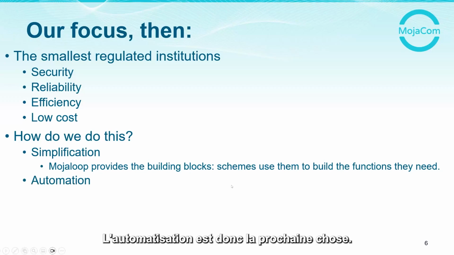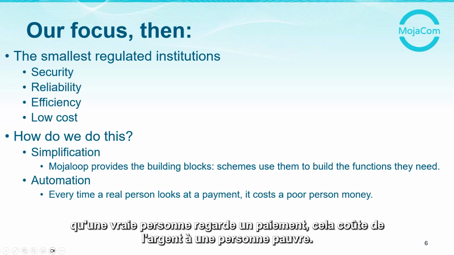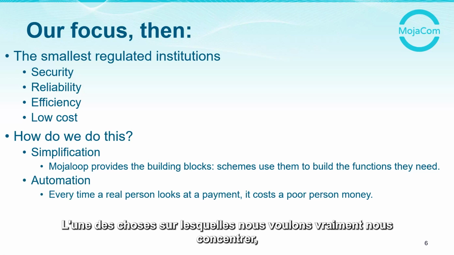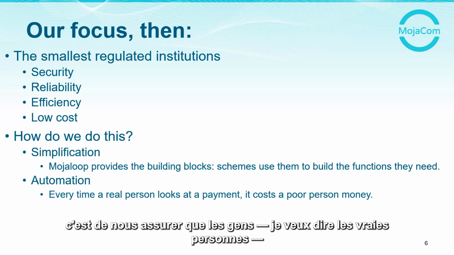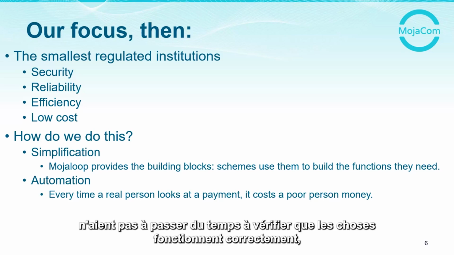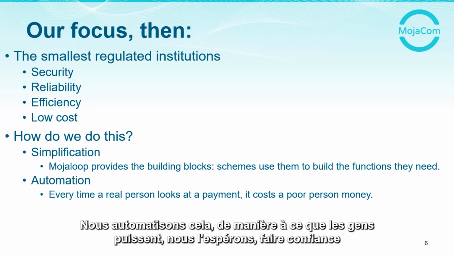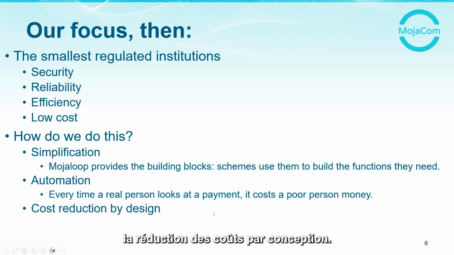Automation, then, is the next thing. It's a general principle that every time a real person looks at a payment, it costs a poor person money. It raises the overall cost of processing payments in the system. And one of the things we want to focus on very strongly is to make sure that people, by which I mean real people, don't have to spend time verifying that things are working correctly, that everything is going fine. We automate that in ways that mean, we hope, that people can trust that if a payment goes through the MojaLoop system, it's gone through it in the right way, it doesn't need to be checked, it won't need to be remedied.